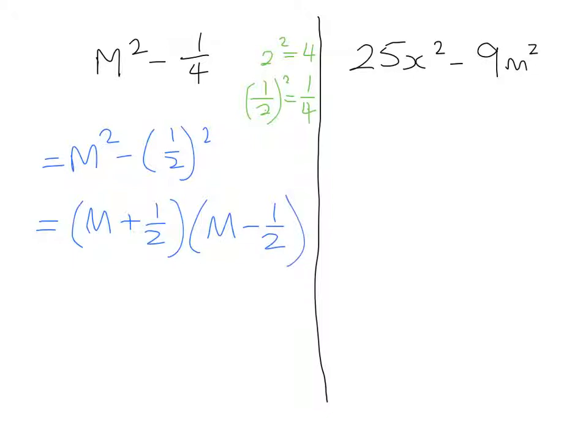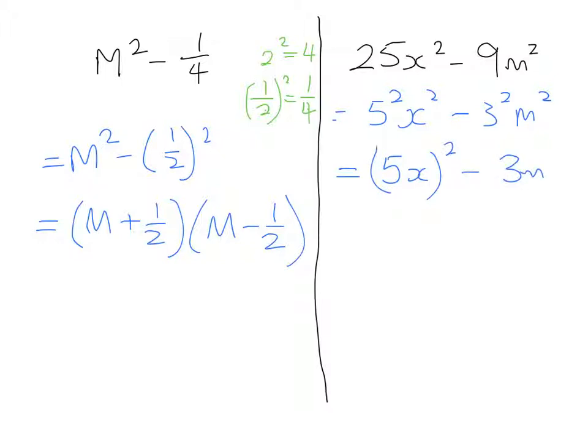Okay. And this last example here, this is going to be equal to, 25 is 5 squared, so we've got 5 squared x squared take away, and 9 is 3 squared, 3 squared m squared. And what I'm going to do is apply one of the index rules. 5 squared x squared can become 5x in a bracket all squared, take away 3m in a bracket all squared. Now we have our two terms, difference of two squares. So we'll just write them in the brackets. So here we go, 5x plus 3m and 5x minus 3m.